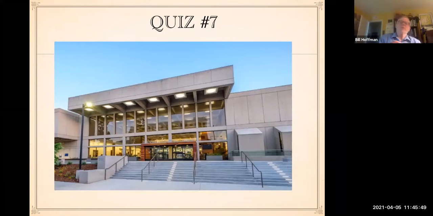Okay, number 7 is a library. Look at that unpainted concrete or cement. What do you think, folks? This is definitely brutalism. I had to throw one in.